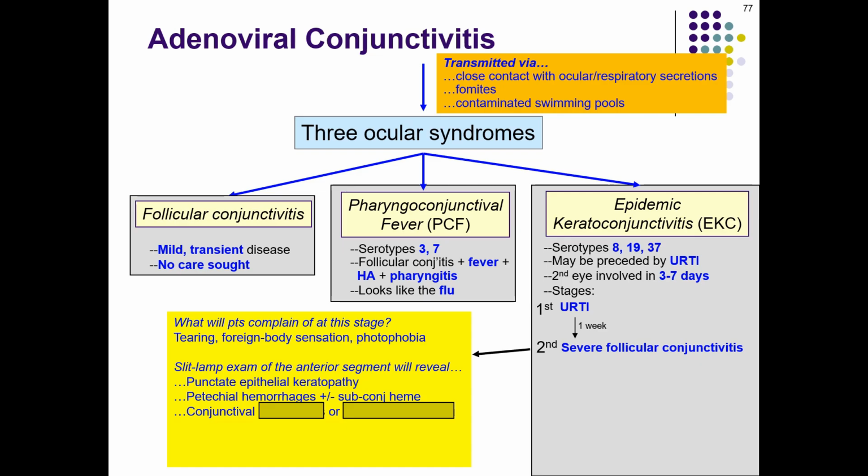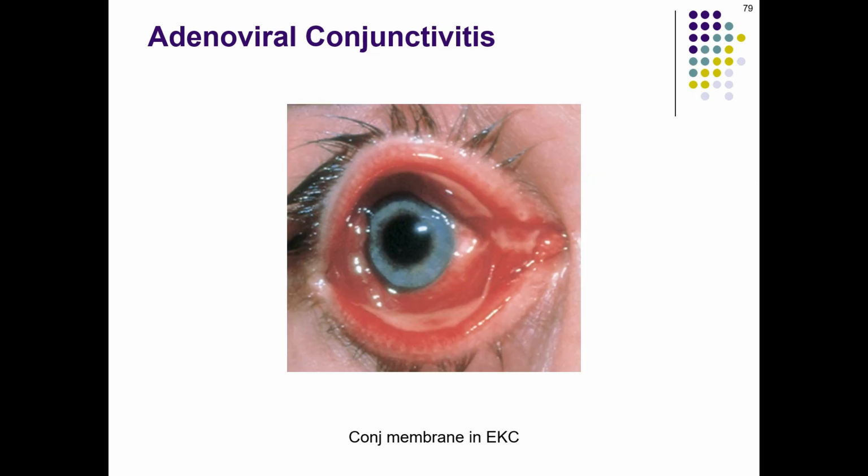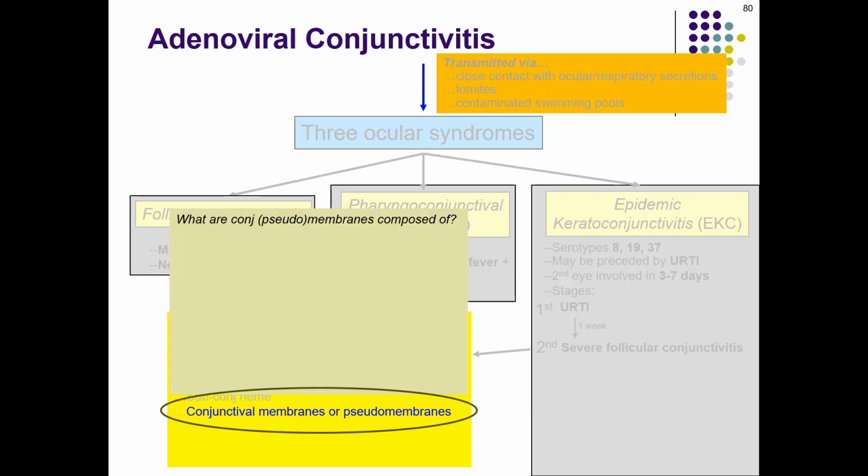The third one is conjunctival membranes or pseudomembranes. This triad is a hallmark of the follicular conjunctivitis seen in the AKC. And these are the conjunctival membranes seen in the AKC. What is the composition of the pseudomembranes or membranes of the conjunctiva seen in adenoviral conjunctivitis? Fibrin, mucin, and inflammatory cells. Where are they most likely to be found? The tarsal conjunctiva.